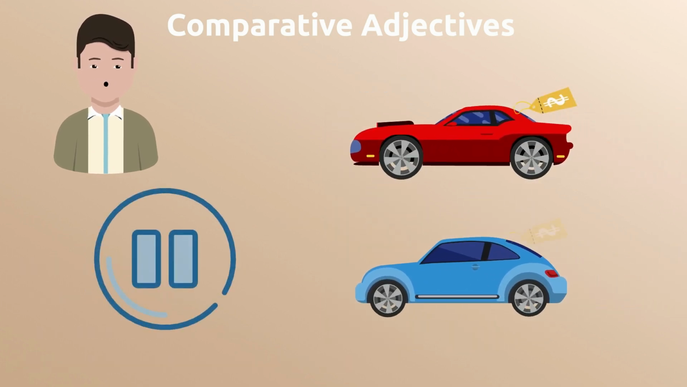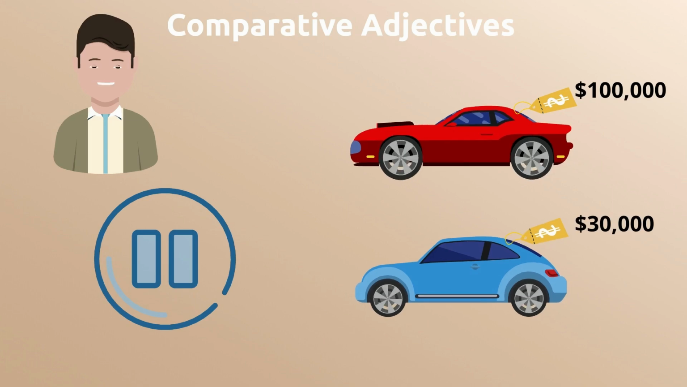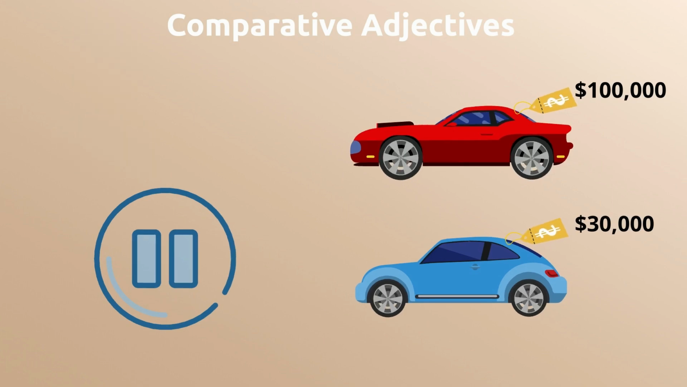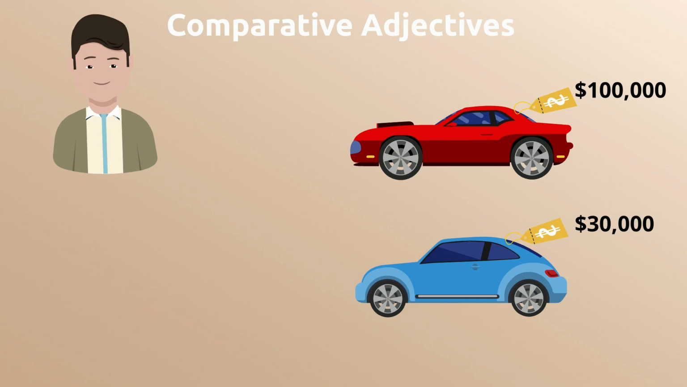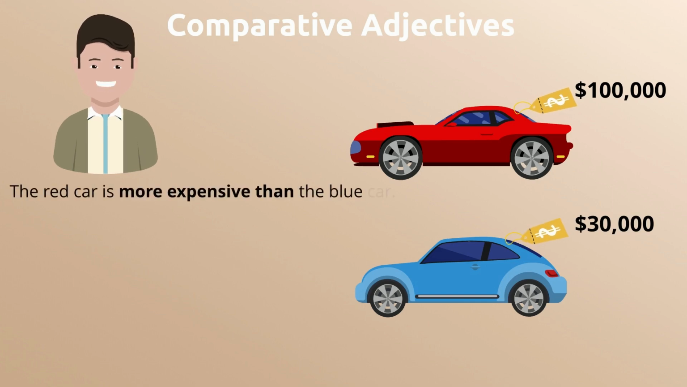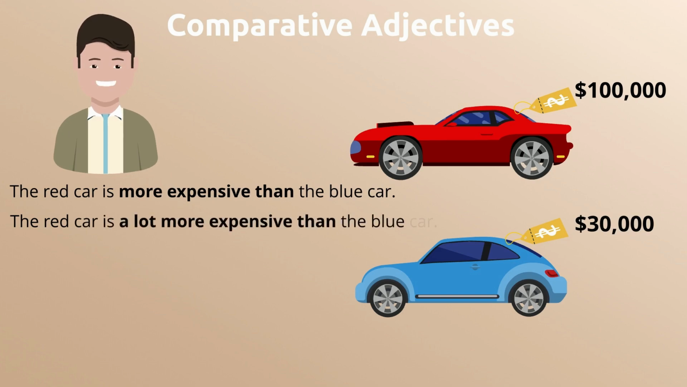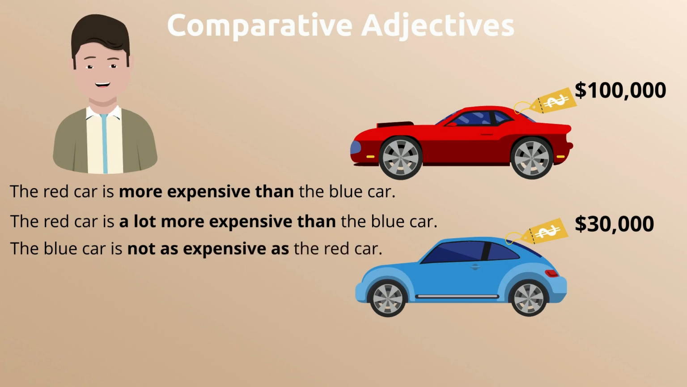Pause the video and write down some sentences, then return to the video. That's right, we can say, the red car is more expensive than the blue car. The red car is a lot more expensive than the blue car. The blue car is not as expensive as the red car.